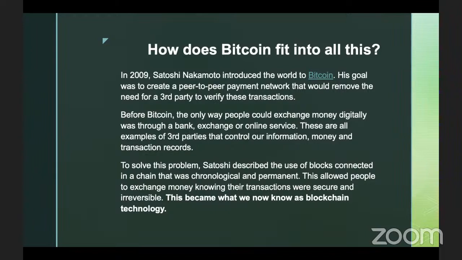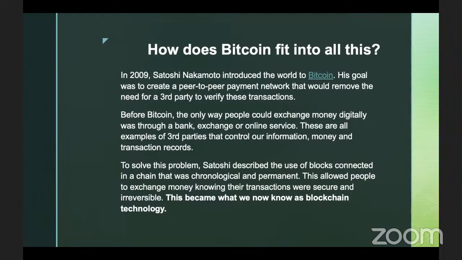To solve this problem, Satoshi Nakamoto described the use of blocks connected in a chain that was chronological and permanent. So he developed blockchain technology, and it became the form it has today. He used that blockchain technology in Bitcoin. So the very first Bitcoin application is blockchain.